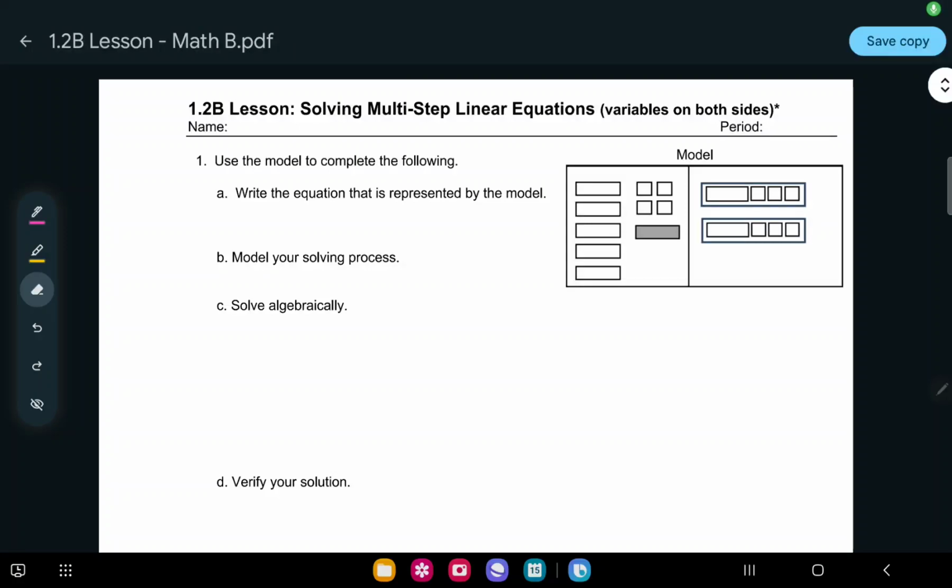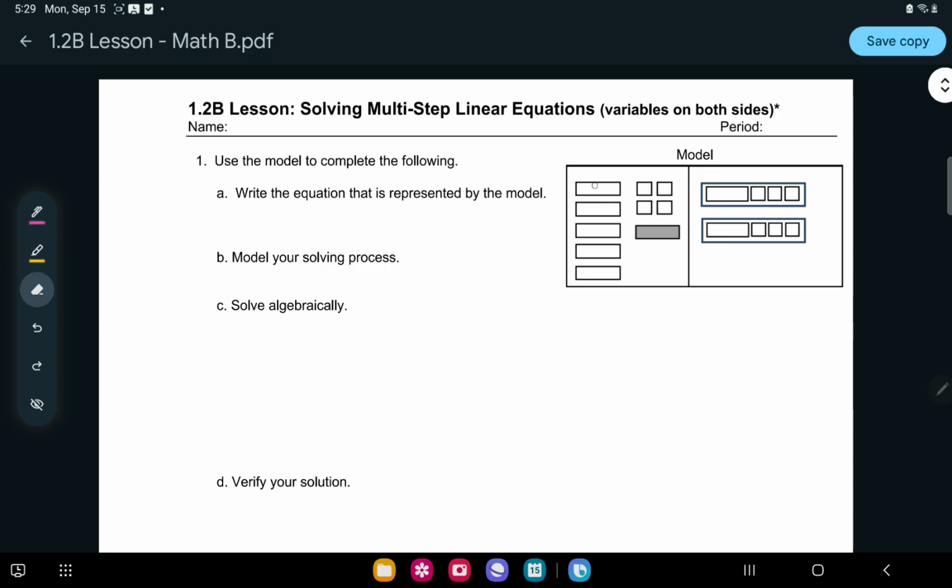Math B, we are doing 1.2b lesson today, so go ahead and take out your lesson notes. This is solving multi-step linear equations, but now we have variables on both sides. So whenever your homework says model, you don't actually need to model. I'm just going to do a quick reminder of what these bars represent.